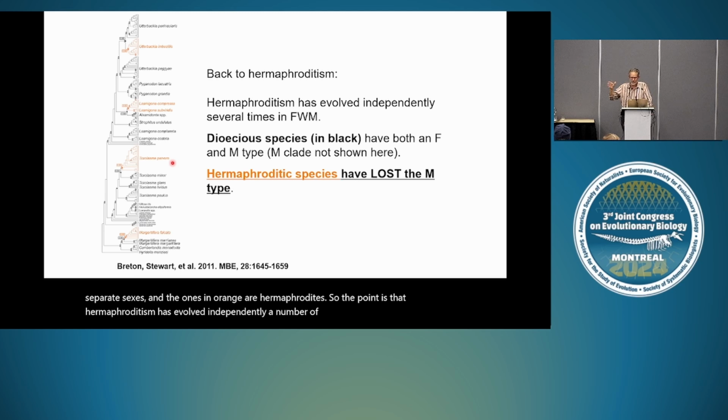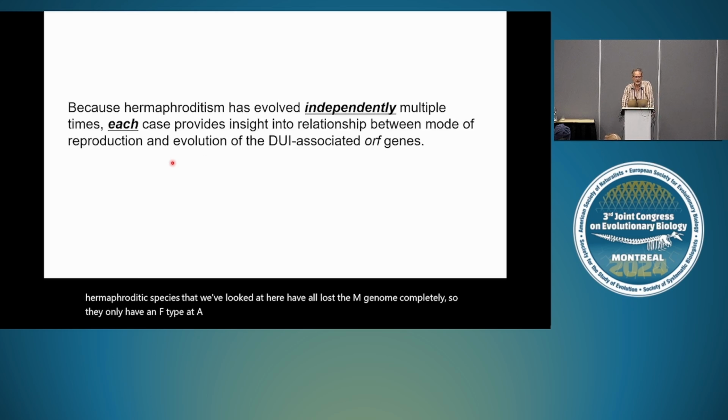It doesn't seem to be a long-term evolutionarily stable strategy. They're all fairly shallow branches, but nonetheless, it's likely an adaptation to low-density environments and temporarily adaptive. But a key thing is that the hermaphroditic species that we've looked at here have all lost the M genome completely. So they only have an F-type, but a modified F-type genome. But because hermaphroditism has evolved independently multiple times, each case lets us look at the relationship between the transition from dioecy to hermaphroditism and its impact on these ORF genes.